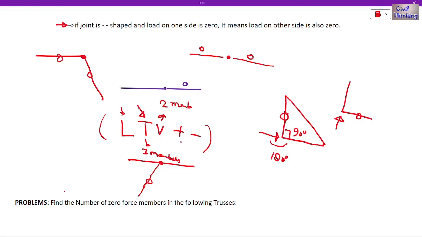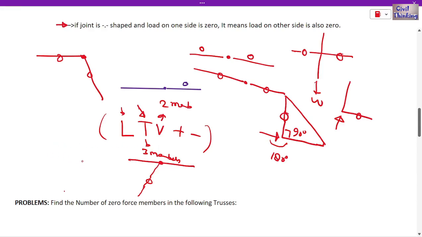Now plus is what? If you have the plus shape and we have load W only in this direction, and you know this is 0, so it is also 0. Minus is this: you have a joint and two collinear members, and if this is 0, then this is also 0. So L, T, V, plus, minus: I remember it that way. Maybe you know a different way to remember it. If you know another way, please comment how you remember.